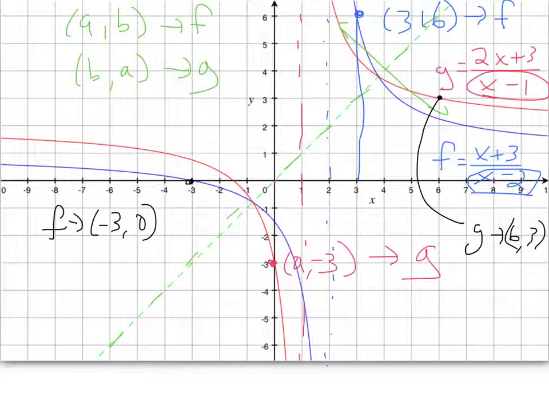All right, so that should do it for inverse functions. The things to test: can you verify? Do you know what they mean graphically? And can you find them?